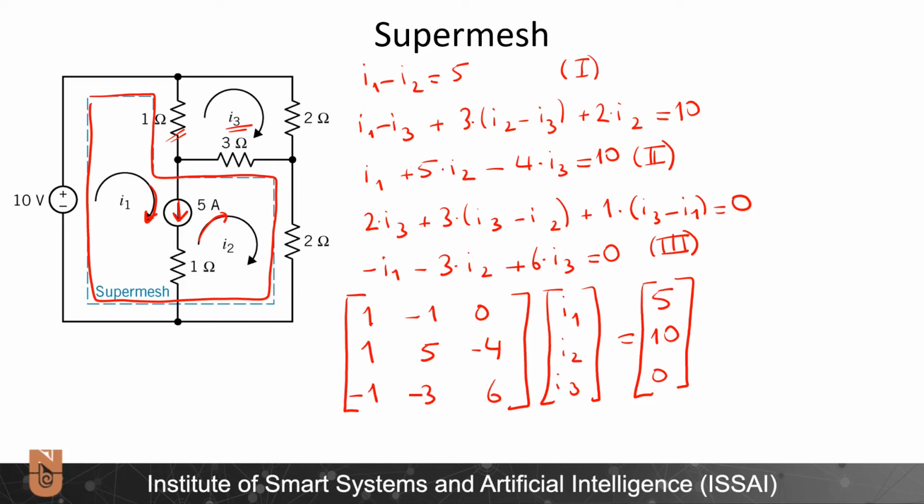So if I go to MATLAB and solve this, what will I get? Let's wait a bit. I get I1 is equal to 7.5 amperes. I2 is equal to 2.5 amperes. And I3 is equal to 2.5 amperes. So I found the 3 mesh currents and I am done with the solution of this circuit.